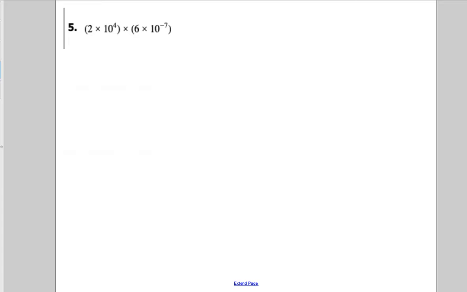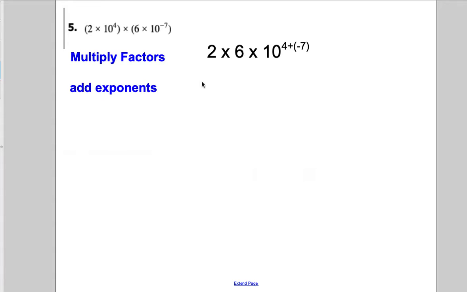Question 5. First, multiply those factors. 2 times 6 times 10 to the 4 plus -7. Then I'm going to add my exponents. 2 times 6 is 12. 4 plus -7 is -3. So I get 12 times 10 to the -3rd power.